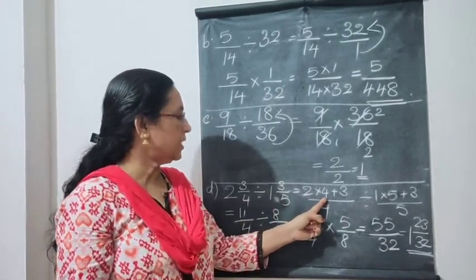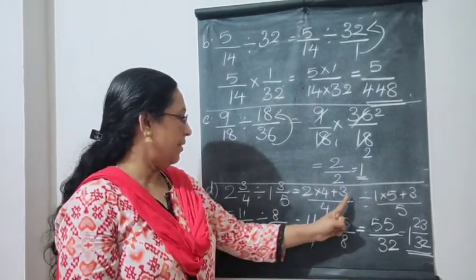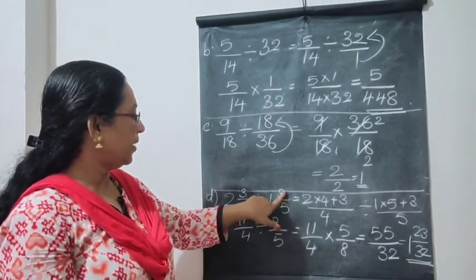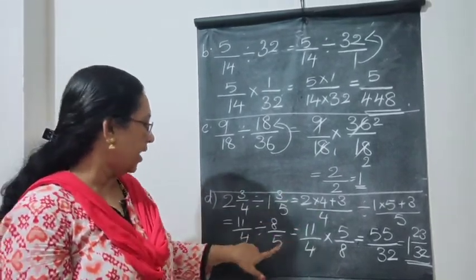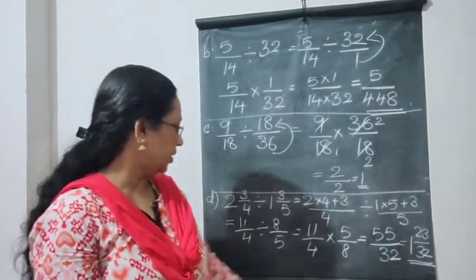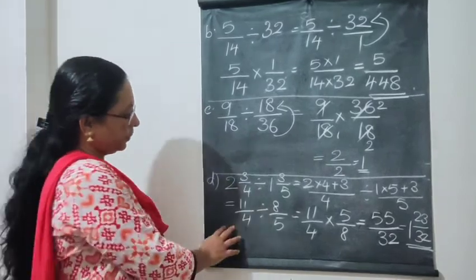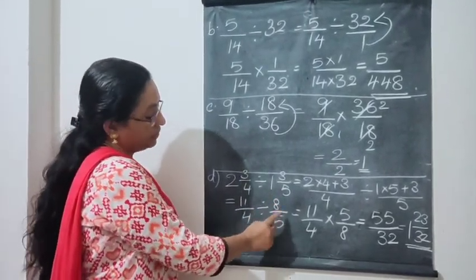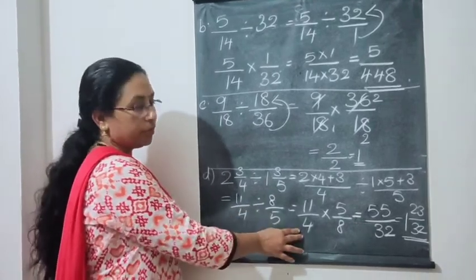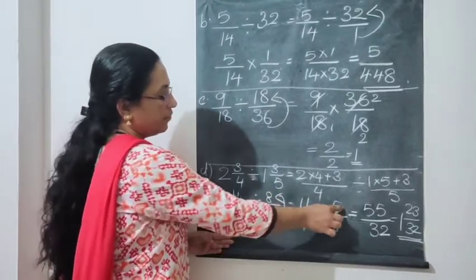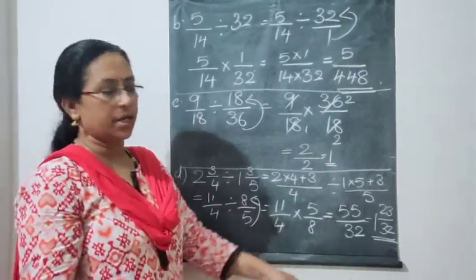2 4's are 8, 8 plus 3, 11. 11 by 4 divided by 1 5 is 5 plus 3, 8, so 8 by 5. See the calculations. Now we got the fractions: 11 by 4 divided by 8 by 5. 11 by 4 same to same write down, and the second fraction's reciprocal write down, 5 by 8. Then multiply and write down.